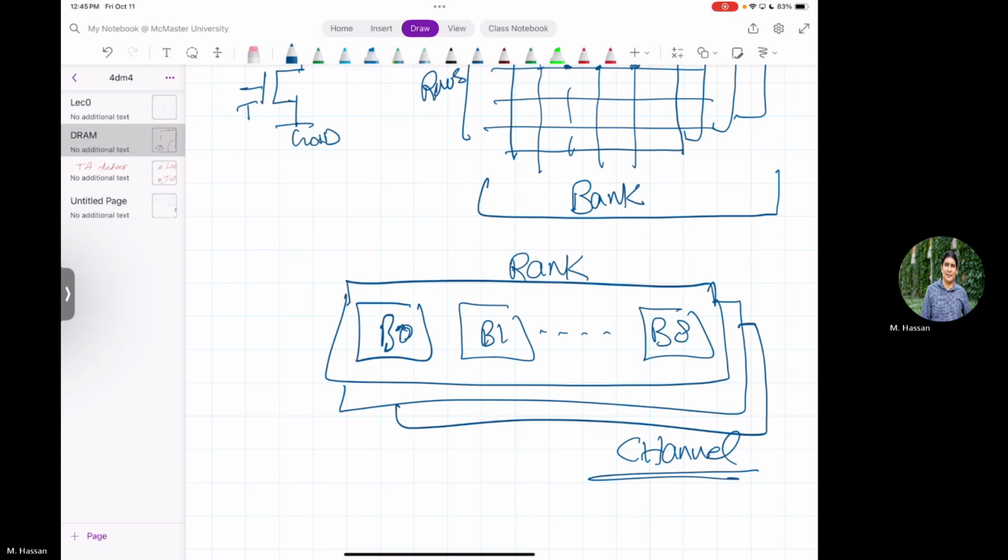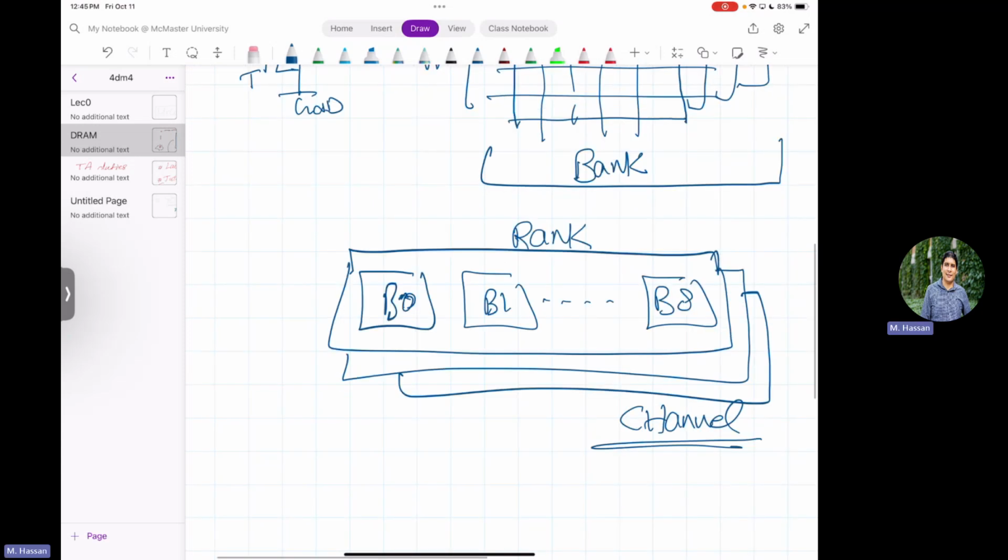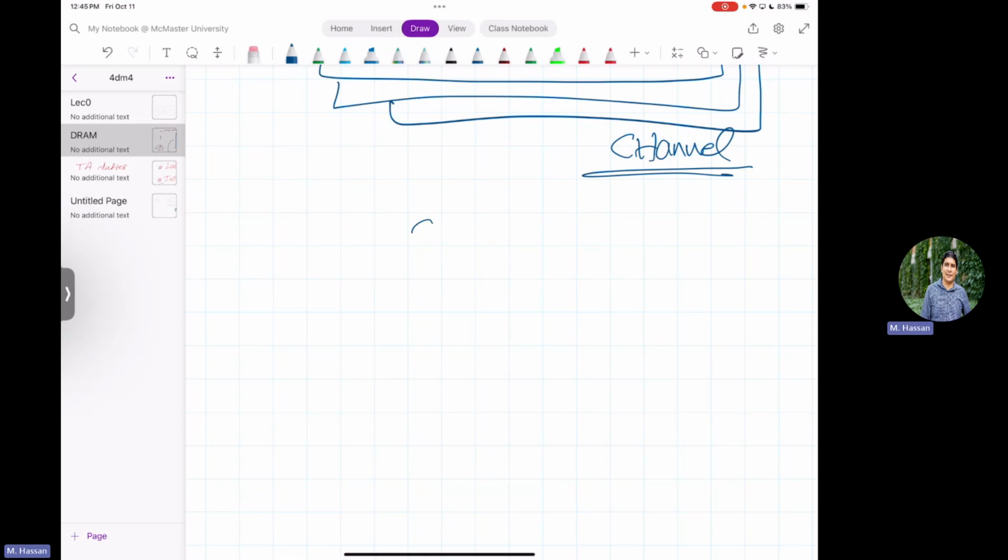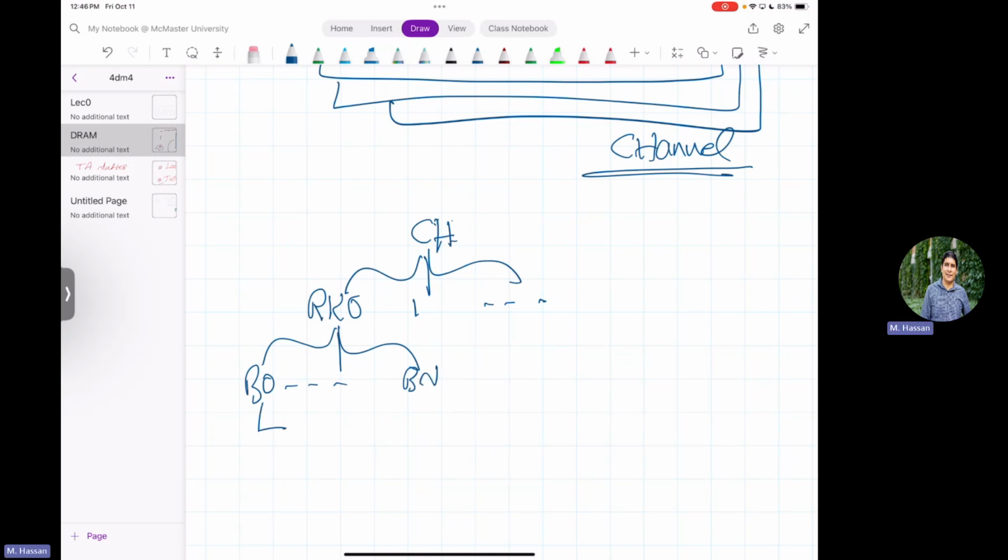Okay. So our hierarchy right now looks like a channel that has multiple ranks, rank 0, rank 1, etc. A rank is composed of multiple banks. And then a bank is basically a matrix of rows and columns. Good.